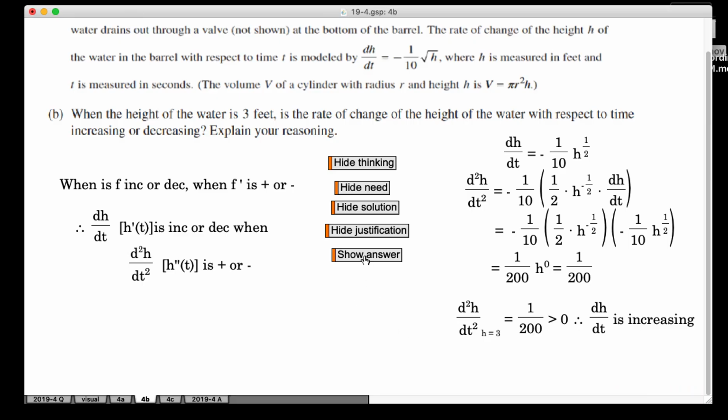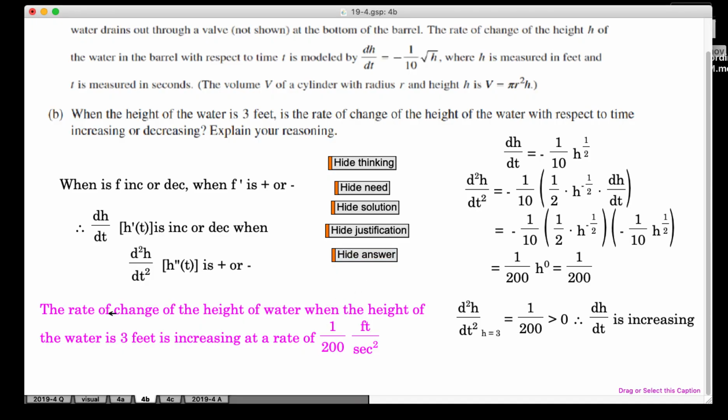And so now we just have to answer the question properly. And remember, when you answer these questions, make sure you include at what times or what instance this is happening. So the rate of change of the height of the water, when the height of the water is 3 feet, is increasing at a rate of 1/200 feet per second squared.